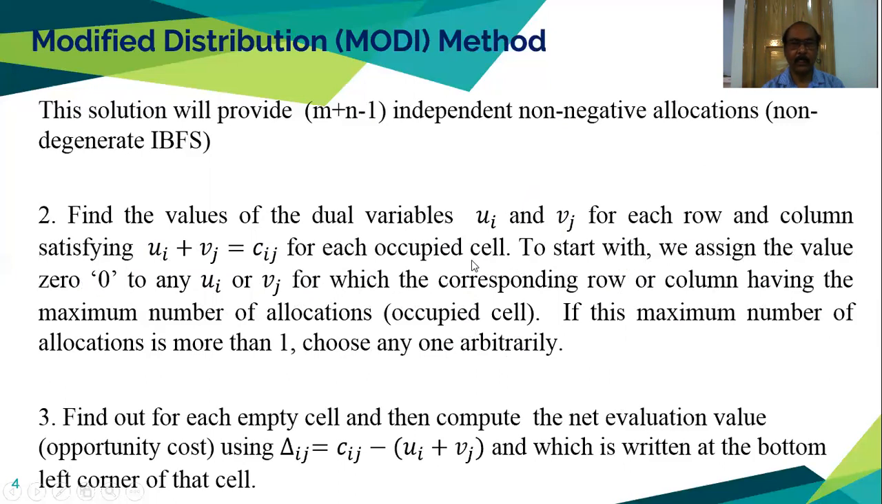Suppose I am considering the third row, the third origin, where the number of allocations is 3, and all other rows have fewer than 3 allocations, and the columns also have fewer than 3. Then we consider u3 equal to 0. If the number of allocations in any column is more in comparison to the other rows and columns, then we set vj, suppose it is corresponding to column 2, then v2 is equal to 0.